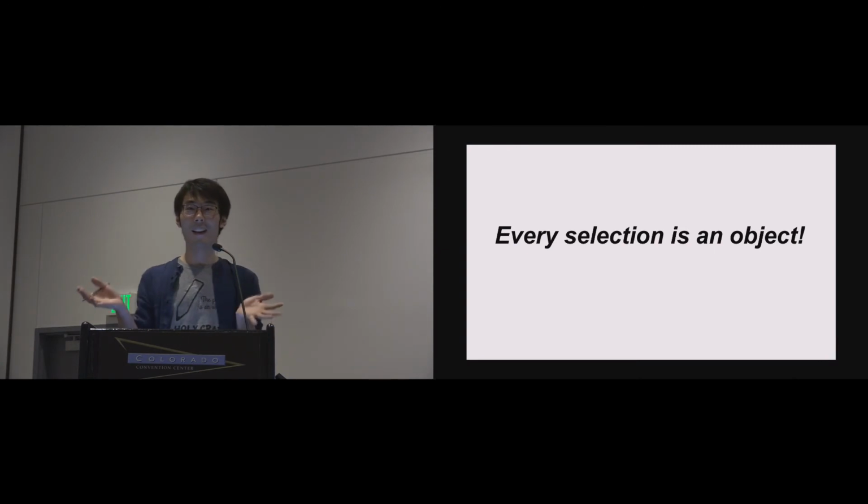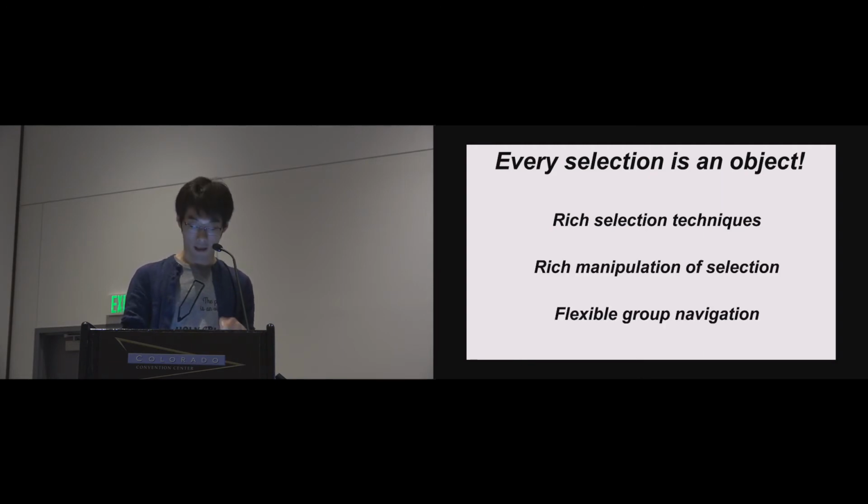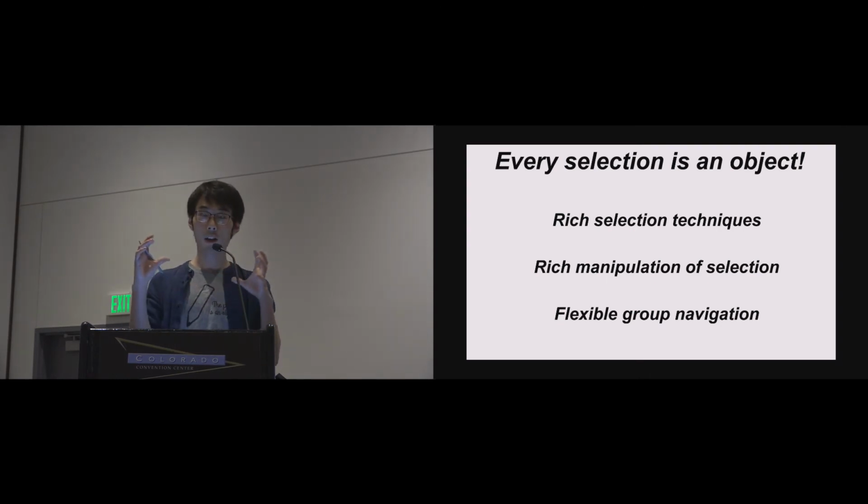So the key idea is every selection is an object, right? But what I want you to focus on is it's not only the rich selection techniques. It's not only the rich manipulation of selection or the flexible group navigation. It is actually all these features are coherently combined within this one little component, so that what you can do is you can chunk a series of selection and actions into one collection object.